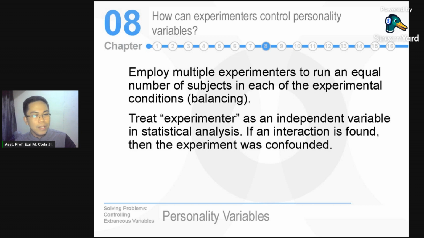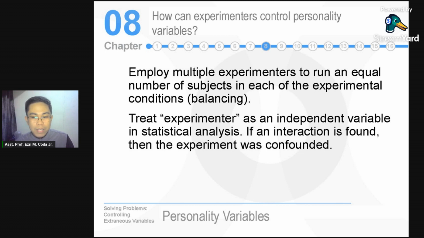Lahat ng mga treatment dapat madaanan ng lahat ng ating mga experimenters para yung treatment is the same sa lahat ng ating conditions. Makita natin na balance yung treatment, kung may mabait man, may hindi, may hostile, ganyan. At least lahat sila nakaranas. So we have to treat experimenter as an independent variable in statistical analysis.